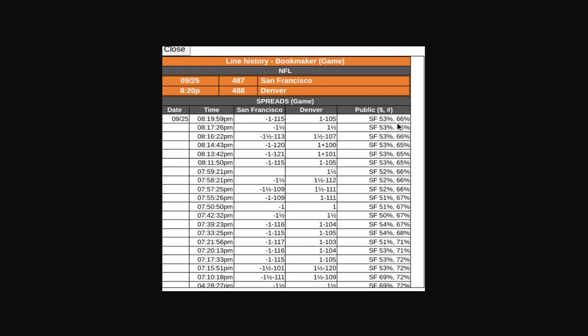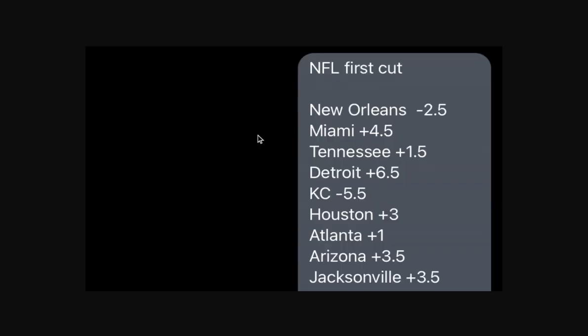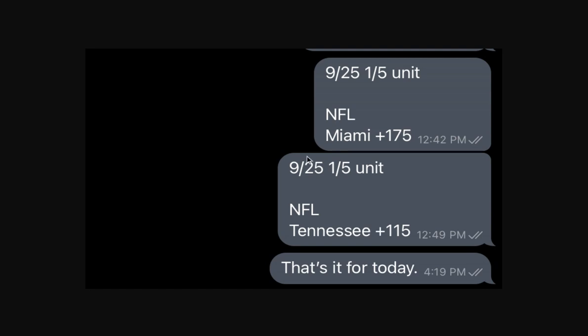But the big thing is it was a public team. We don't play public teams. Denver ends up winning that one late. So that was an excellent no play. And then rounding this out, these are my first cut plays, what I sent clients, and then, of course, what we actually played. Played Miami and Tennessee. Solid day, cashed both of those dogs.